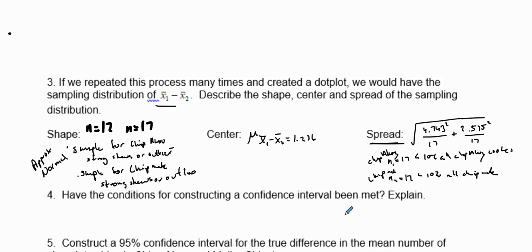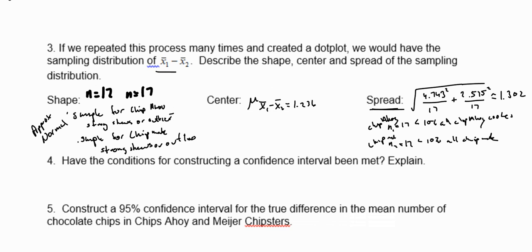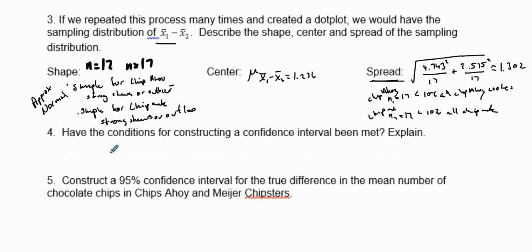In doing so, we can find out what that standard deviation is. If you put that into your calculator, you would get a value of approximately 1.302. Okay, and so in doing this, have the conditions for constructing a confidence interval been met?